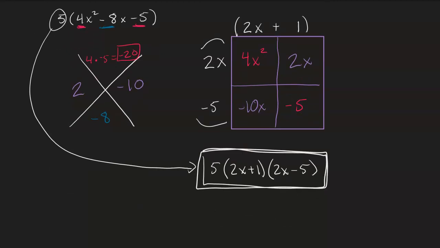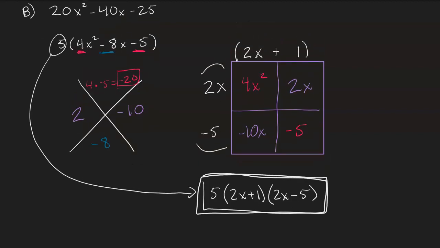And it's nice, again, because we can find our x-intercepts. I can set this quantity equal to 0 and solve for x, and set this quantity equal to 0 and solve for x, and I'm able to find my x-intercepts.